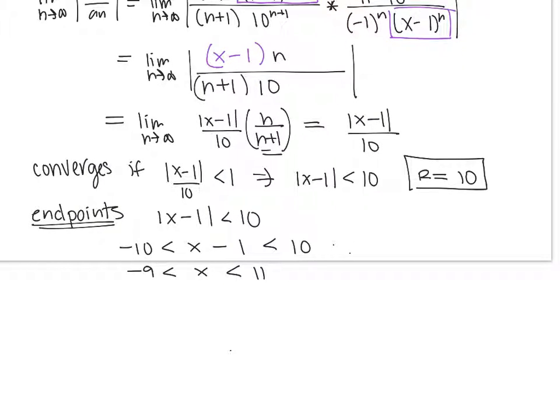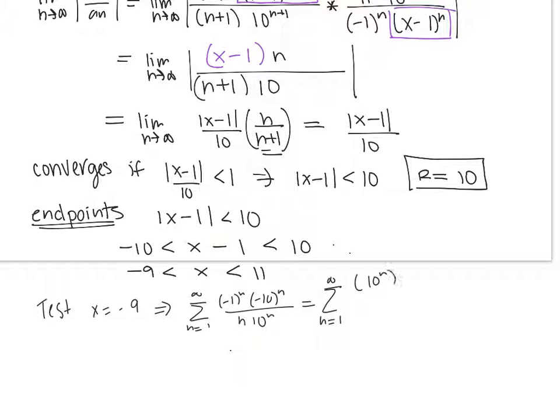And now that we know the endpoints, we have to test them explicitly in the series. So test x equals negative 9. When you input negative 9 into the series, you get the sum from n equals 1 to infinity, negative 1 to the n, negative 10 to the n over n 10 to the n, which, combining those two things that are to the n in the numerator, will make 10 to the n over n 10 to the n, which is 1 over n. And that thing diverges. You can say it's a p-series, you can say it's a harmonic series, either way.